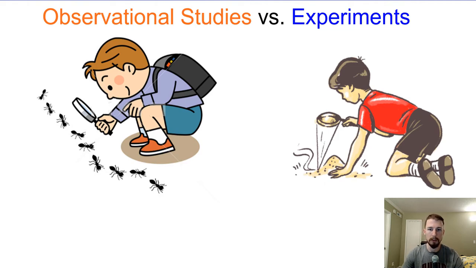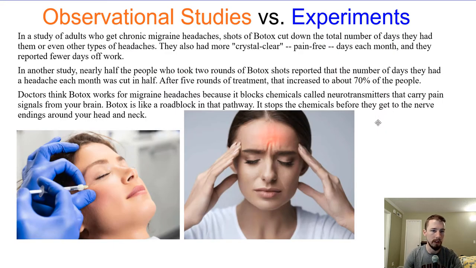So that would be the difference between an observational study, which is just observing a trend in nature, and an experiment where we're randomly assigning people to treatment groups. That way we can show that it was the treatment that actually caused the improvement and not just some other lurking variable in play.